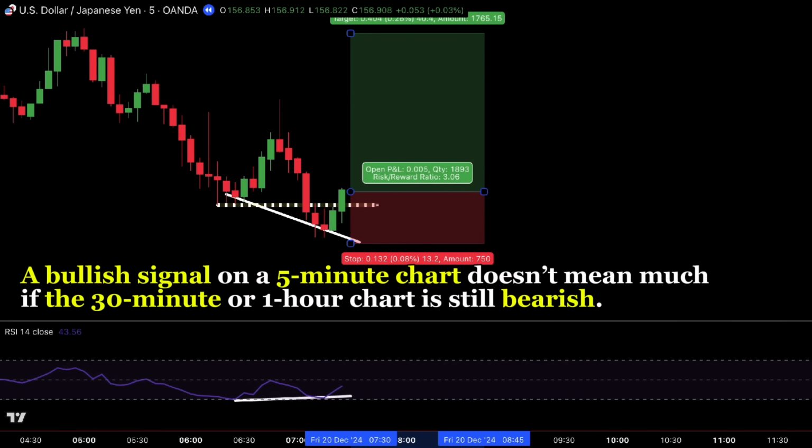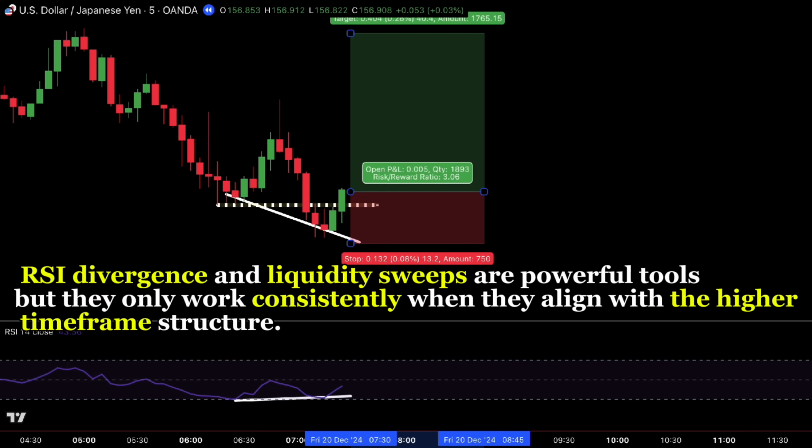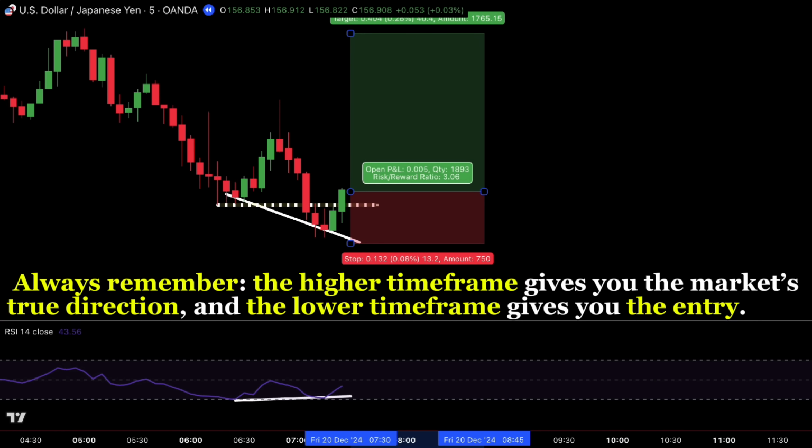A bullish signal on a 5-minute chart doesn't mean much if the 30-minute or 1-hour chart is still bearish. The market can easily invalidate your setup, because smart money is following the larger direction, not the small pullback. RSI divergence and liquidity sweeps are powerful tools, but they only work consistently when they align with the higher timeframe structure. Always remember, the higher timeframe gives you the market's true direction, and the lower timeframe gives you the entry.